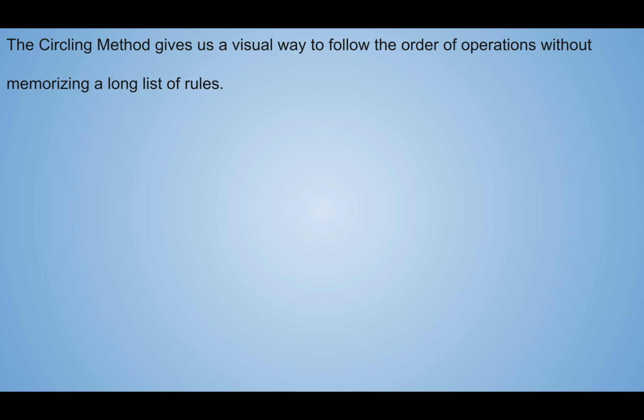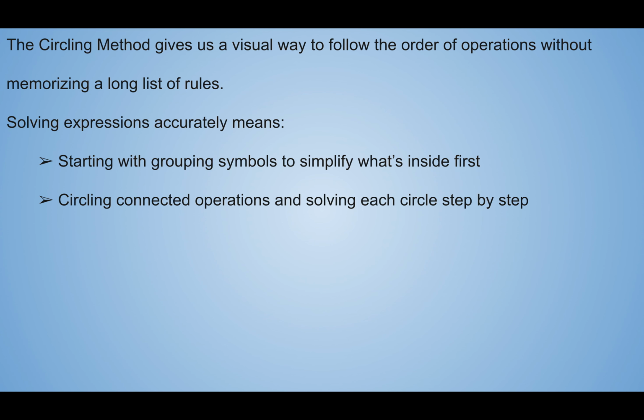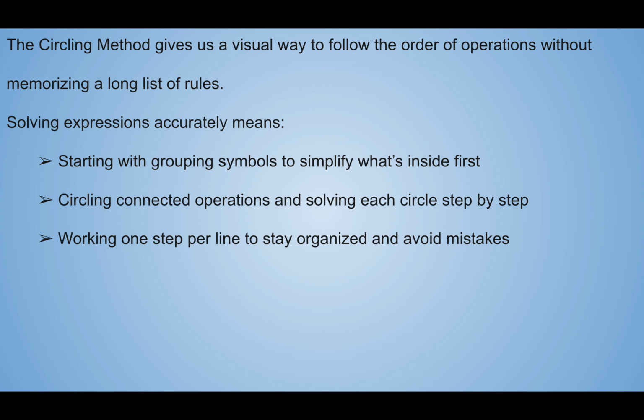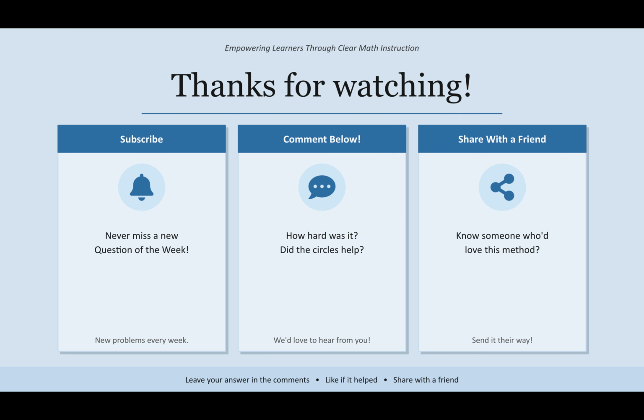Again, the circling method will give you a visual way to follow the order of operations without memorizing a long list of rules. Solving expressions accurately means starting with grouping symbols to simplify what's inside first, circling connected operations, and solving each circle step by step. And then working one step per line to stay organized and to avoid mistakes. Adding and subtracting the circle results from left to right. The circling method helps us see exactly why order matters, circle by circle.